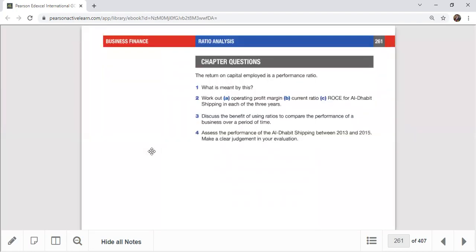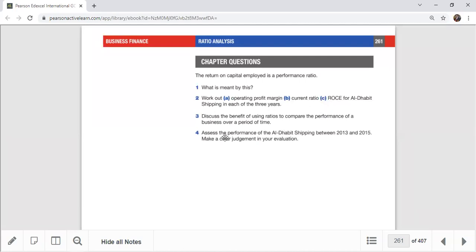Return on capital employed is a performance ratio. What is meant by this? What is ROCE? Second question, work out the operating profit margin, current ratio, and ROCE for Al-Dhabit Shipping for each of the 3 years. Operating profit margin equals operating profit over revenue times 100. Current ratio equals current assets over current liabilities. ROCE equals operating profit over capital employed times 100.